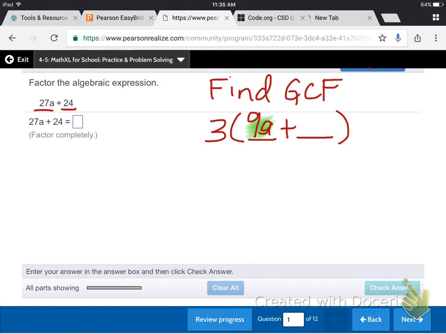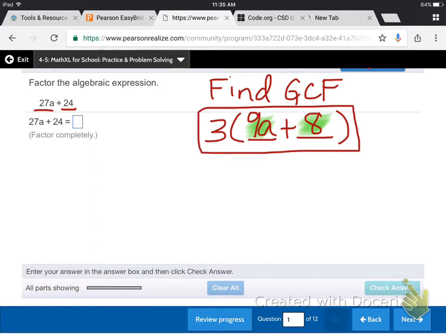Let me try that again. 9a. And then 3 times, now I'm looking right here, 3 times what will equal 24? And we know that's 8. So there you go. That is the factored form, the factored algebraic expression. So we're going to put that answer right there.